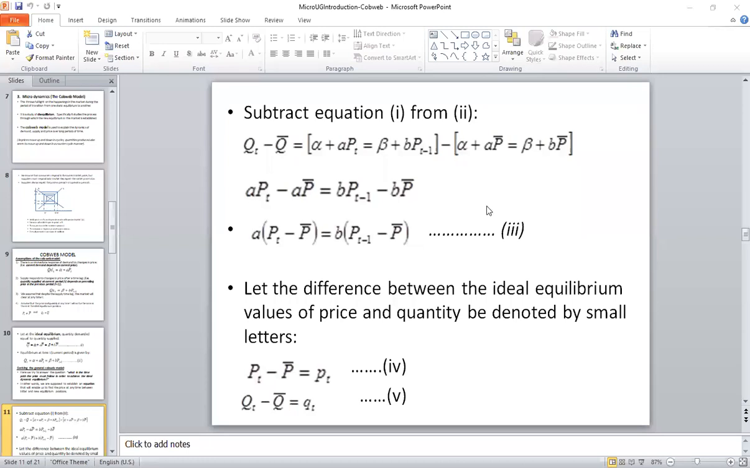Okay, so basically he's asking about the T. T represents the time period, like the current period is the T, okay? Now the T minus 1 means the previous period. So T minus 1 just represents the previous period, and T is the current period.